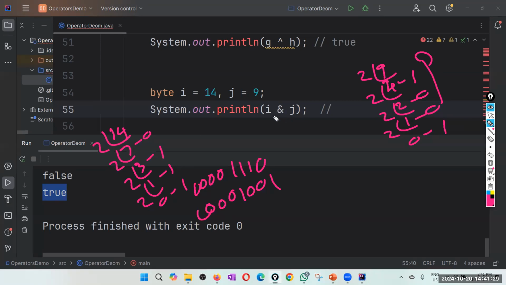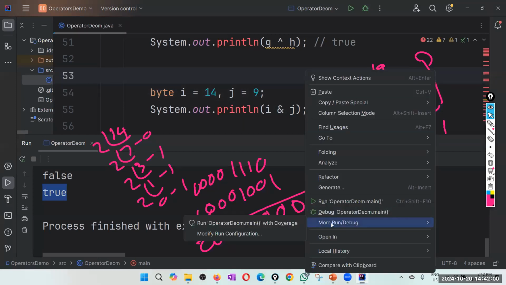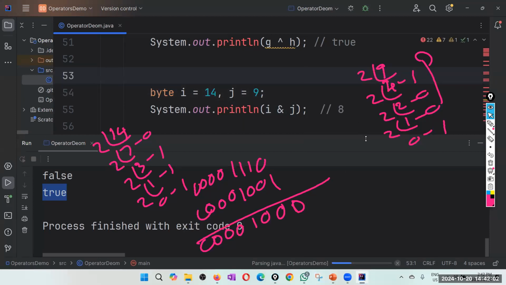Now we want to do bitwise AND. Bitwise AND means these bits are AND operated one by one. 0 and 1, sorry, 0. 1 and 0, 0. 1 and 0, 0. 1 and 1, 1. Of course, 0 and 0, those are all zeros. And what is this number? 1, 2, 4, 8. So the output is 8. It happens at bit level, but the result is again given as this type of data. So the output will be 8.